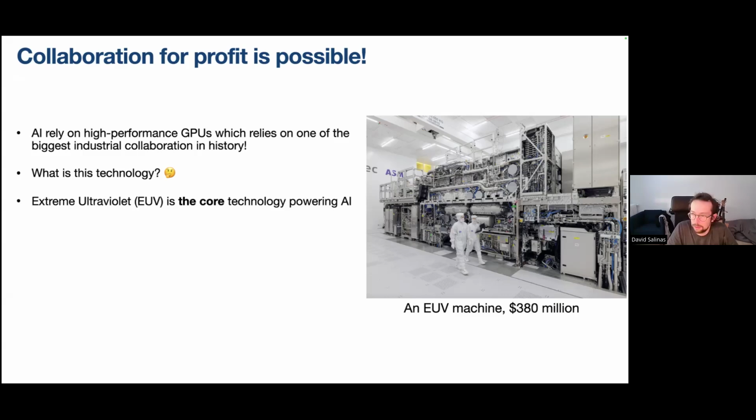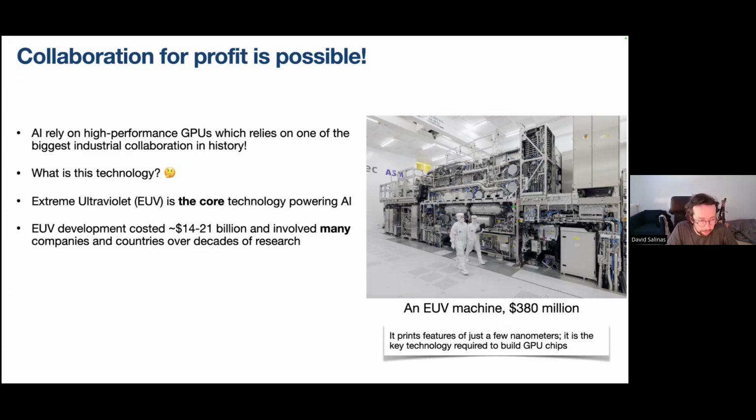Sadly you can't buy it because it's all sold out. That's really what is printing, so to say, all the GPUs, because it prints at a much finer resolution than the previous technology. So this technology is really a big deal. It cost between 14 and 21 billion, on the estimates I could find, to do the research to build this machine, and it involved many countries and decades of research. It involved Philips, ASML, Intel, and so on. But right now there is a single company that can build those machines, ASML.